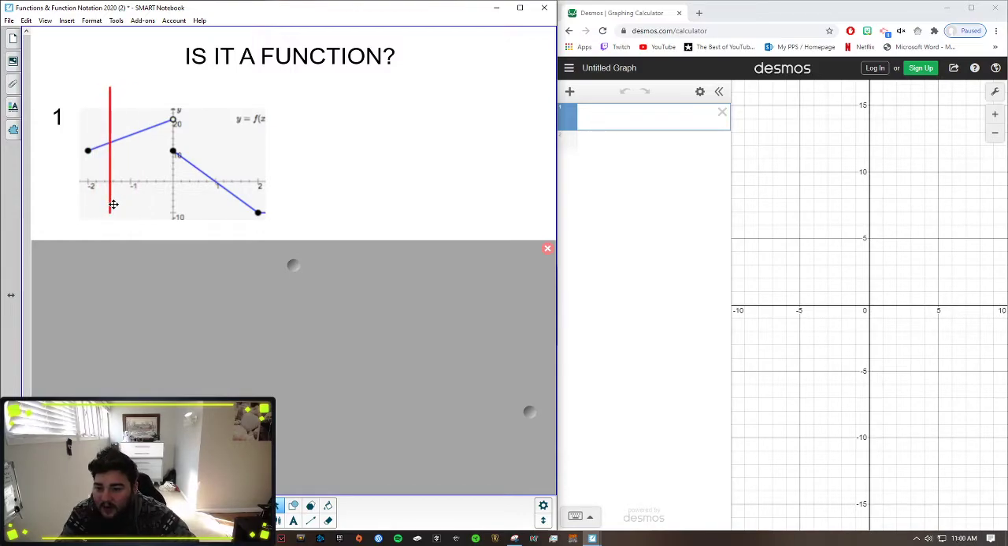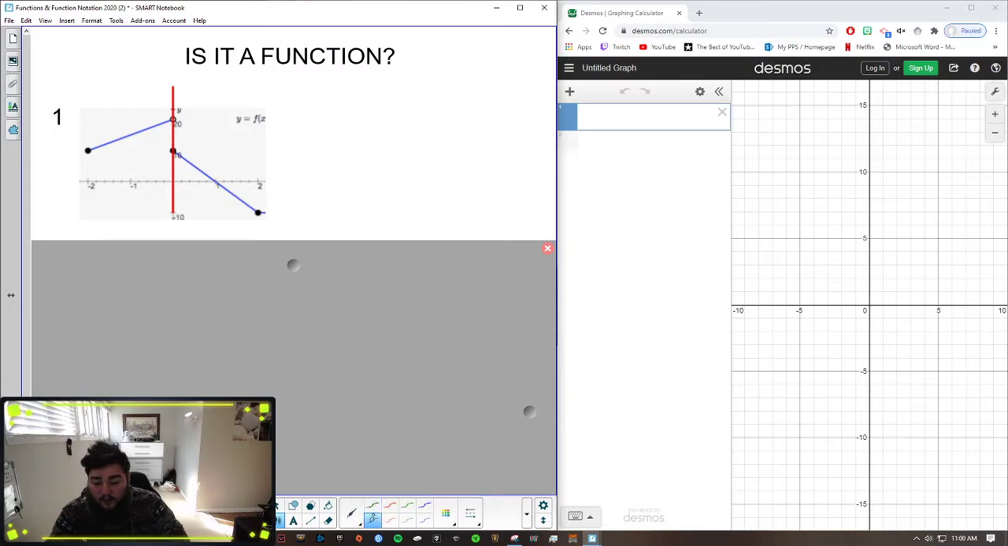As I move my vertical line across the graph, it looks like for the first section I'm only hitting once, and for the second section I'm only hitting once as well. But if I put my line right here in the middle, it looks like I'm hitting my function 2 times. So my first response would be, oh my gosh, this hits twice. It does not look like it's going to be a function.